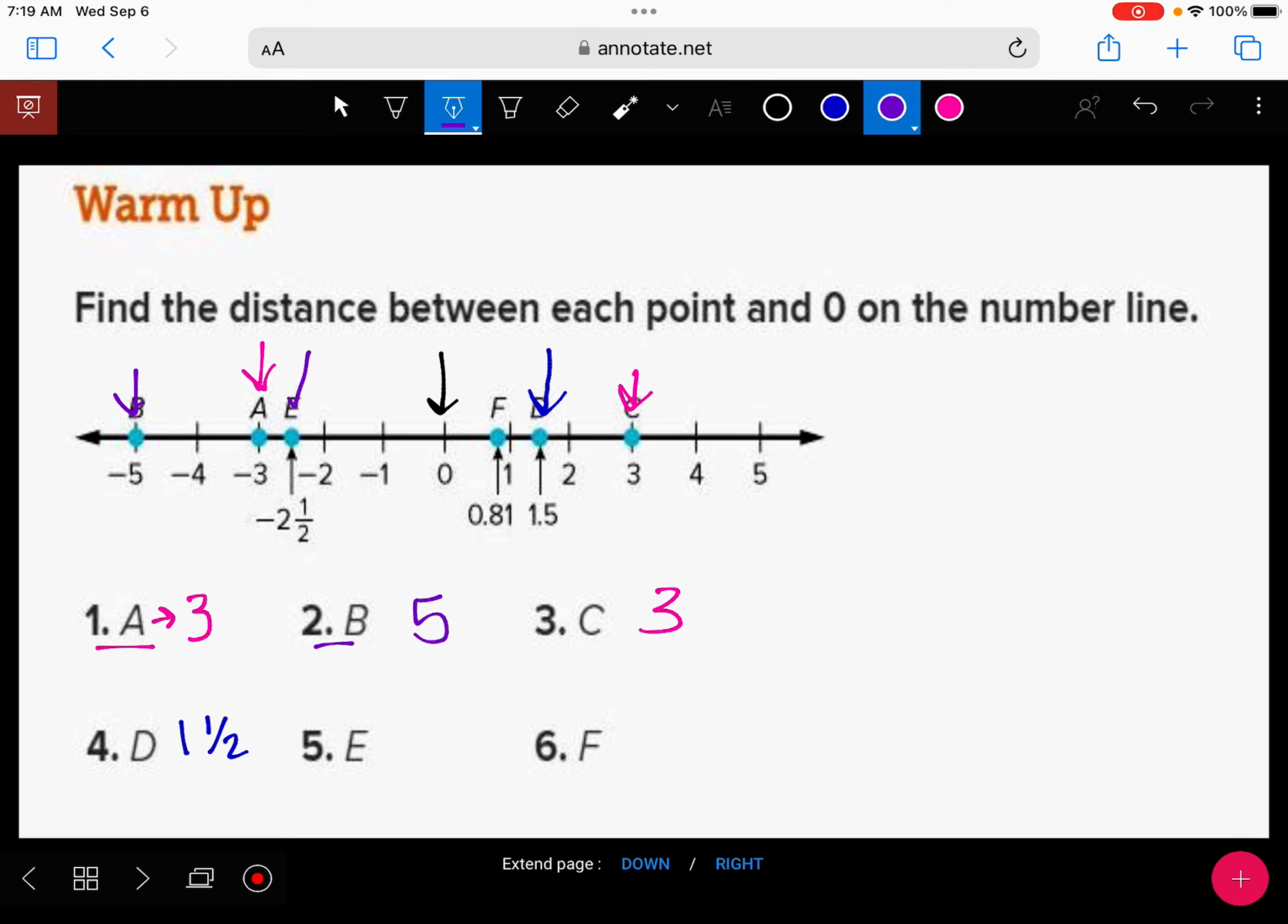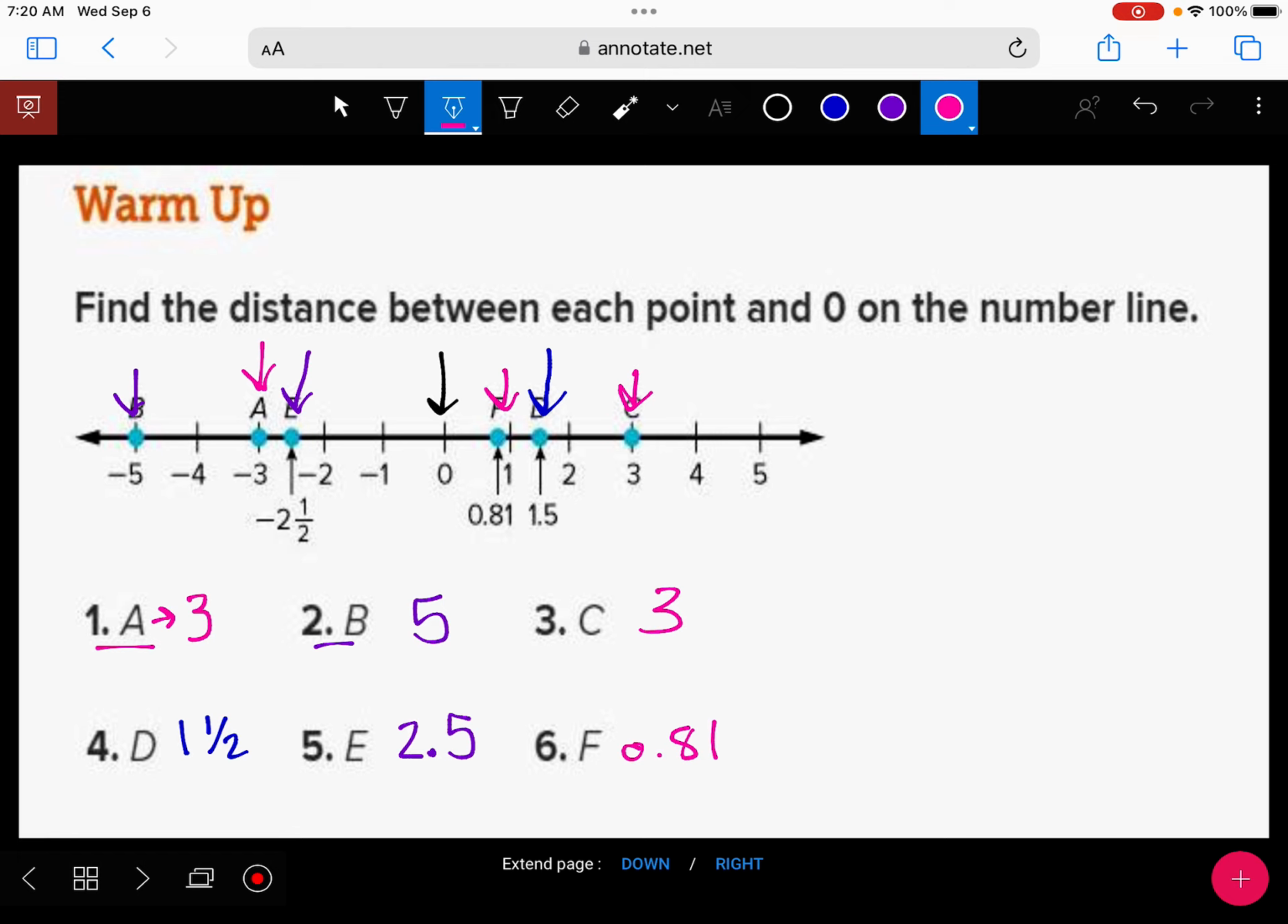E, how far is this one from 0? 2.5. It is 2.5 steps from 0. I don't care if you put it as 2.5 or 2 and the fraction. How about F? How far is F from 0? It's 0.81 from 0. Doesn't matter if it's decimal, it's just how far. What is the distance? Distance is always positive. So it's an absolute value.